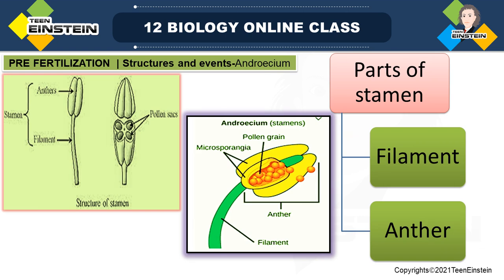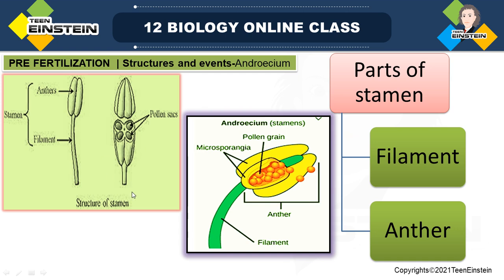Now let's learn the parts of a stamen. Here you can see this is a stamen. The filament and the anther together are called a stamen. If you cut this anther, you can see this type of structure inside. These are the pollen sacs.